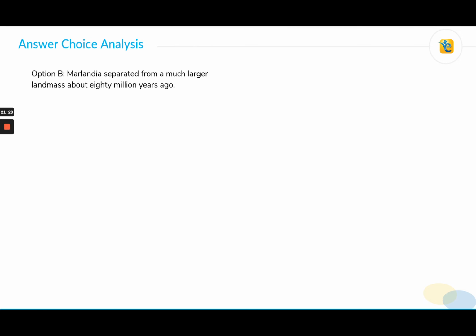Again, a very easy choice to eliminate if you really think through logically. If you chose this, I actually know why you chose this. We're going to discuss that. Option B says Marlandia separated from a much larger landmass about 80 million years ago.